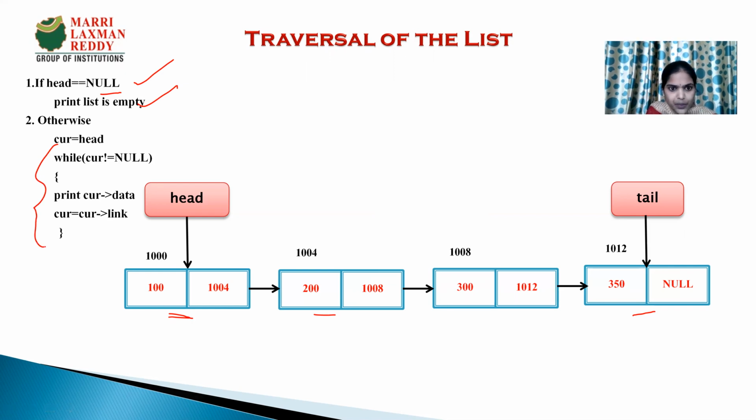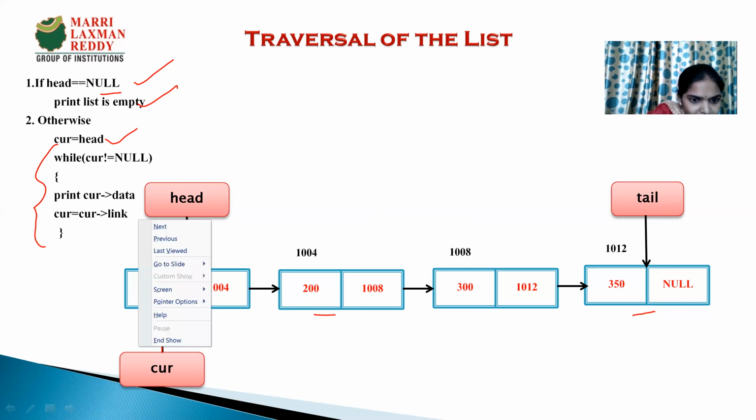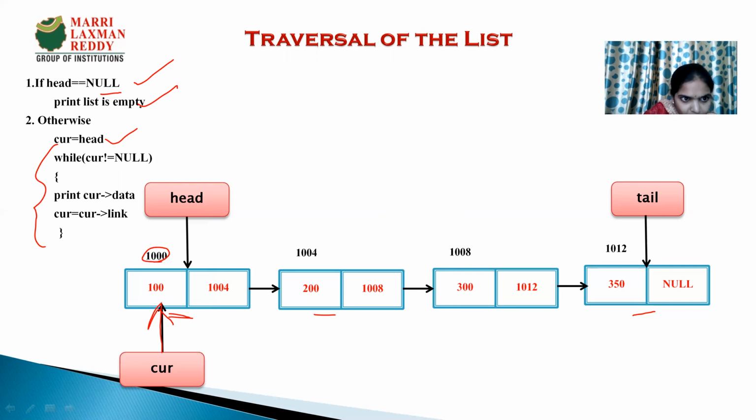Initially, if I want to move from one node to another node, I need to assign the first head node as the current node. How do I assign it? By making current equal to head. Now I check current not equals to null. It means there is some address in the current node, that is 1000, so it is not equal to null. So we enter the while loop. Now I print current data. It means 100 is printed on the screen.